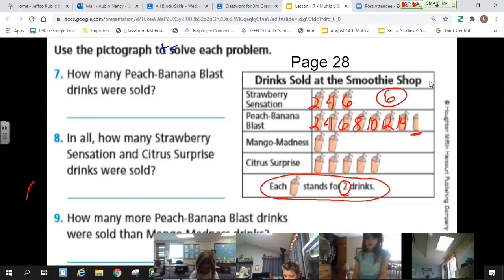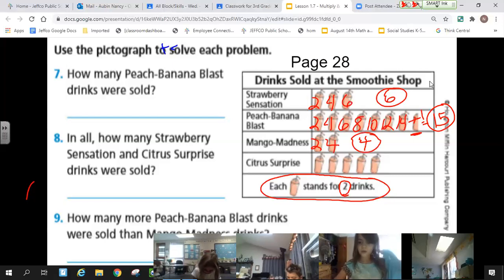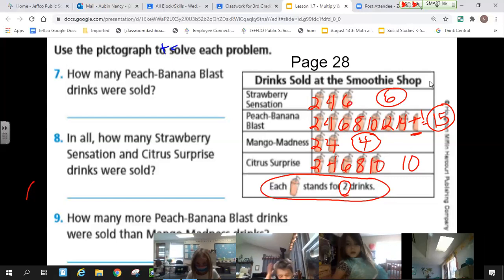Uh-oh. That's only half of a smoothie. We count that as +1. Yeah, that's what I did. So now we have 15. Good job. All right, how many Mango Madness? 2, 4. So a total of 4. How about Citrus Surprise? 2, 4, 6, 8, 10.